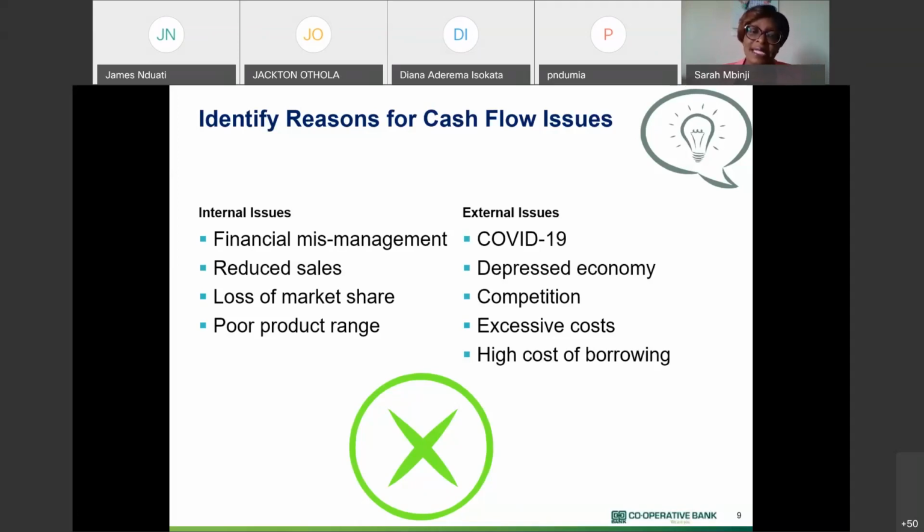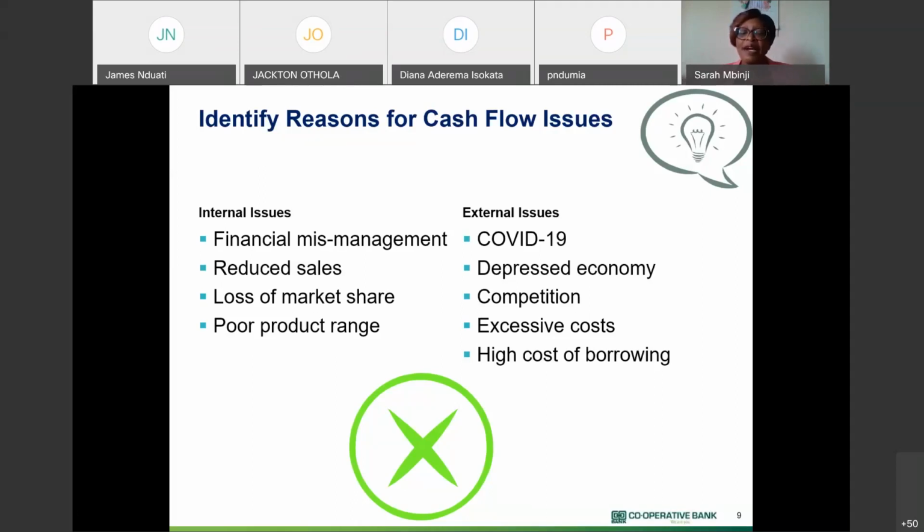Poor product range. And this is where I was saying you must figure out what is adding value to the customer. You must find out, what can I do to add value to the customer? So you don't want to find yourself in a situation where you have products, you have services, but nobody is in need of them. That's what I'm just calling poor product range.